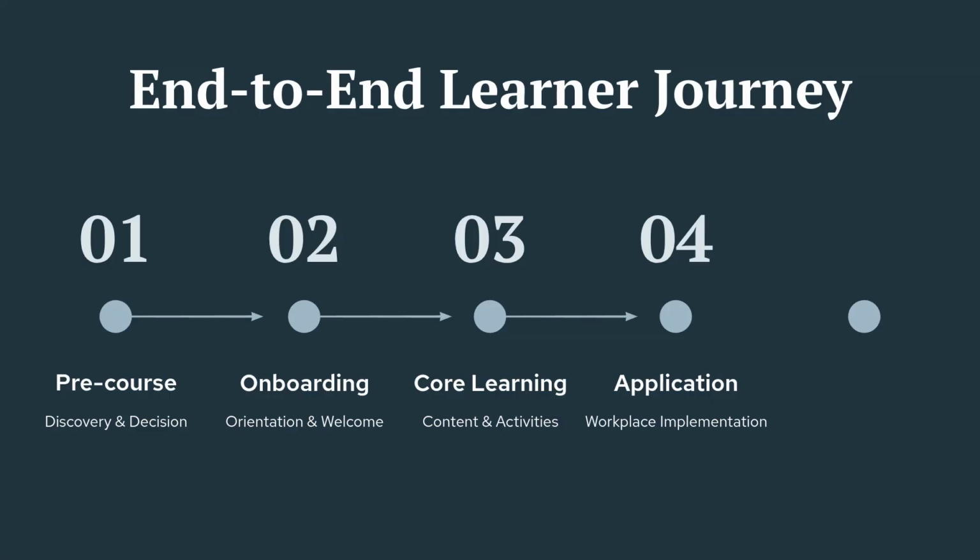Next is application. How will learners apply what they've learned throughout and once the course is over? Build in workplace application activities, reflection points, and social learning to bring materials to life in a context relevant to each participant. Finally, post-course engagement. Consider follow-up resources, communities of practice, or alumni networks that extend the learning relationship and support ongoing implementation once learners are back at work. Each phase should be purposefully designed.